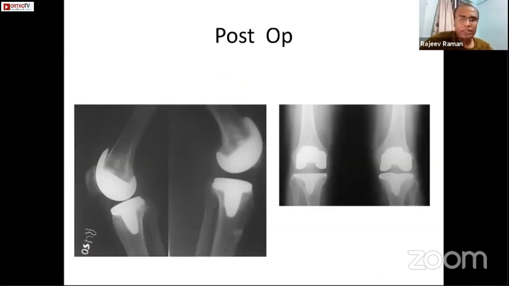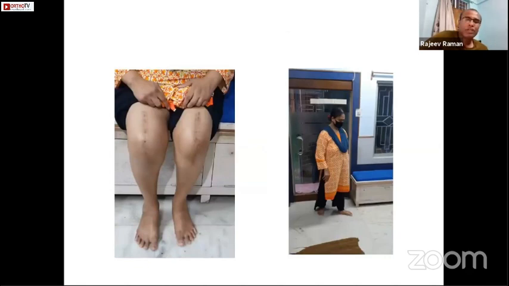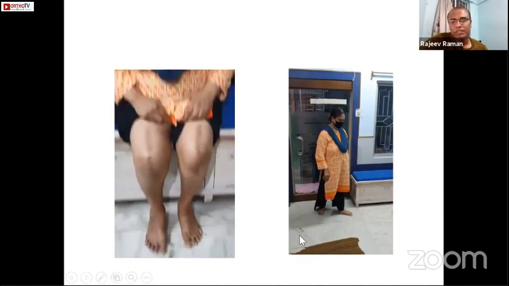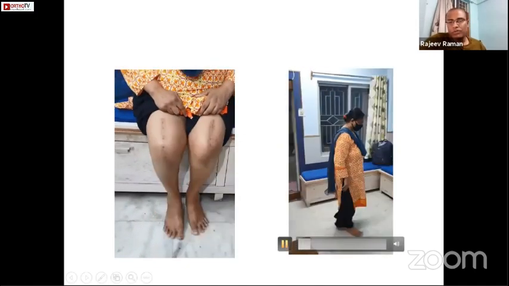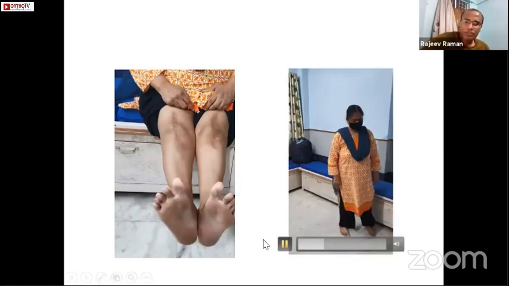And this is the post-op X-ray of both knees. Last week she also came to show her daughter with a fibula fracture, and we have a follow-up video also. Hope this video runs. Yes. So it's almost 7 years of follow-up for this patient. Now she is doing well.